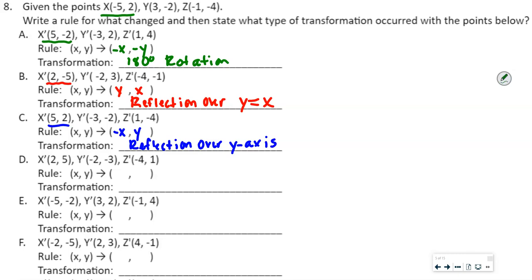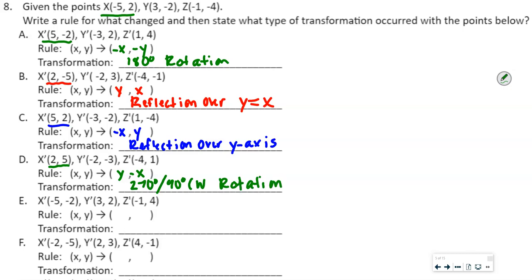So we're going to go back up here, and we've got 2, 5 now. They flipped, right? So that's going to be y, x. Did anything change signs? Yep, that one did. So for D, it's a 270-degree or 90-degree clockwise rotation, right?